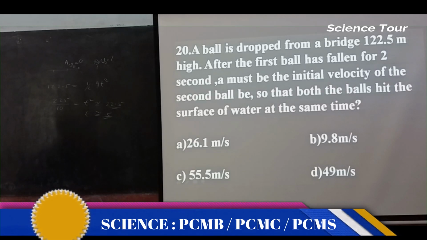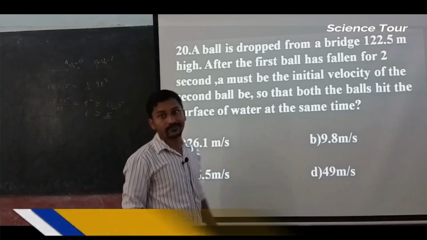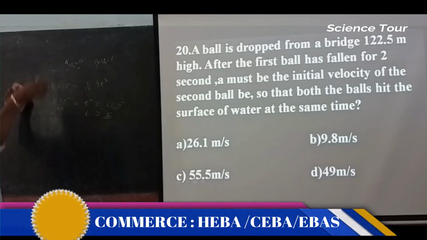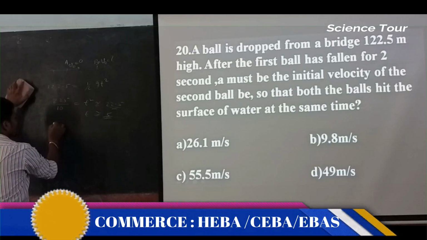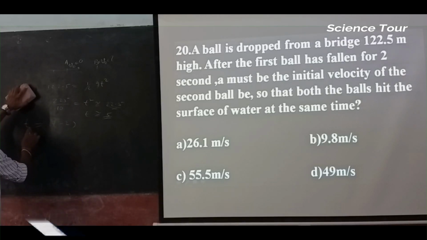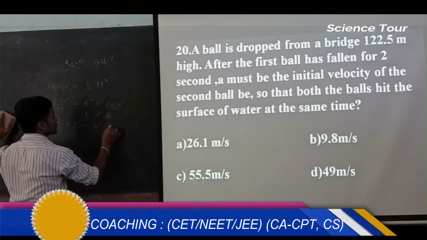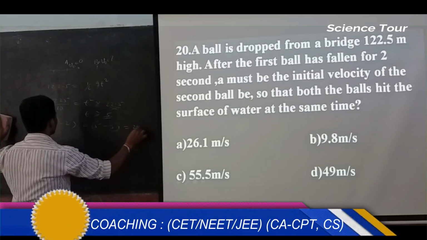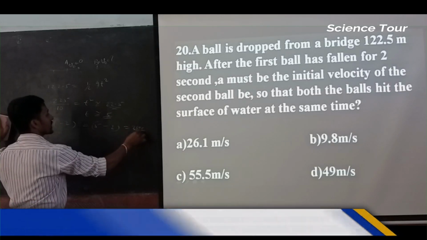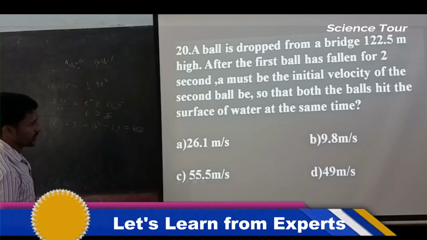So what next? The first ball will take 5 seconds. Next we have another ball, which is thrown, and we don't know its velocity, but it is thrown after 2 seconds. So ball B will take t minus 2 seconds, that is 5 minus 2, which is equal to 3 seconds, to reach the ground. 3 seconds it will take to reach the ground.